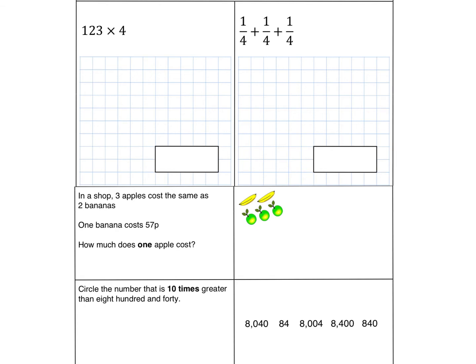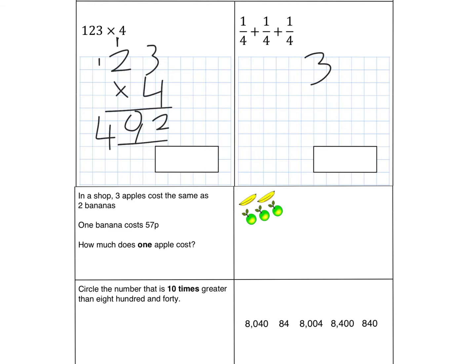So maybe for the first one you used a written calculation method. So 123 times 4. So 4 3s are 12, put down your 2, carry your 1, 4 2s are 8, plus the other 1 is 9, and 4 1s are 4, so 492. Next one, very simple, we had lots of very similar questions to this earlier this week, so that's just simply 3 quarters, okay, so it would be 1 quarter, then 2 quarters, then 3 quarters.